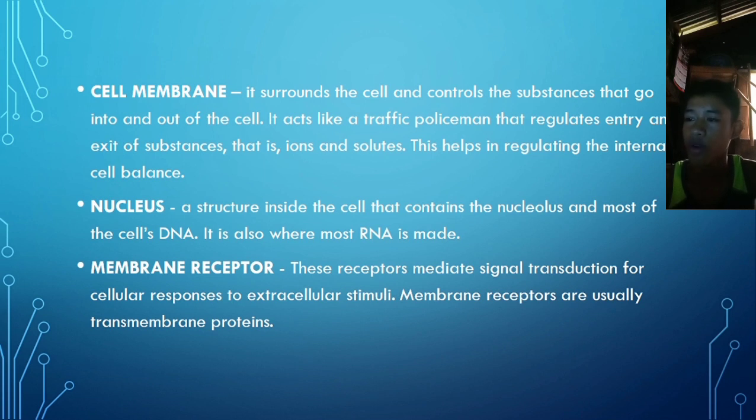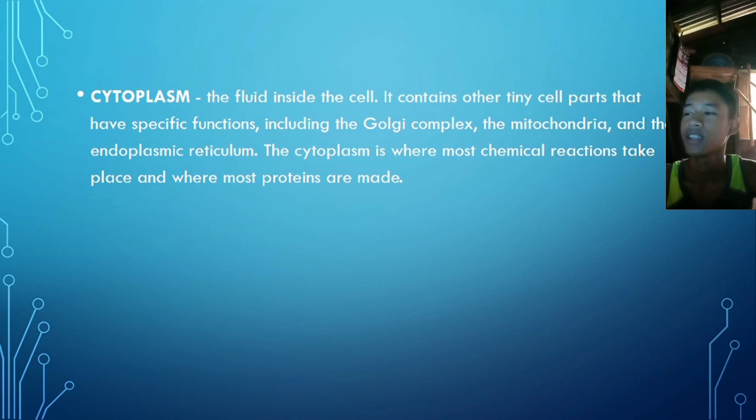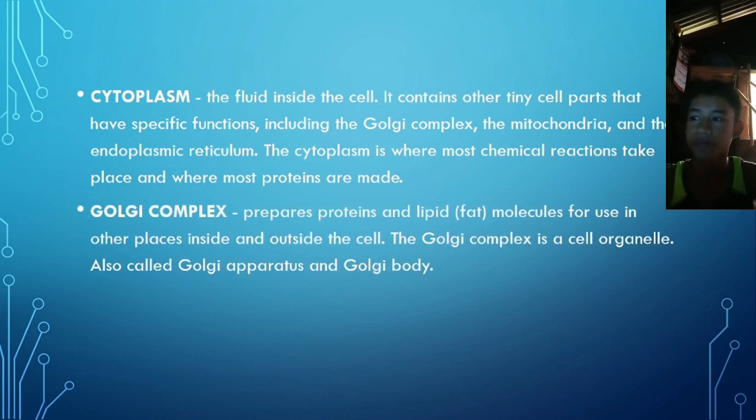Next one is the membrane receptor. These receptors mediate signal transduction for cellular responses to extracellular stimuli. Membrane receptors are usually transmembrane proteins. The next part is the cytoplasm. This is the fluid inside the cell. It contains other tiny cell parts that have specific functions, including the Golgi complex, the mitochondria, and the endoplasmic reticulum. The cytoplasm is where most chemical reactions take place and where most proteins are made.